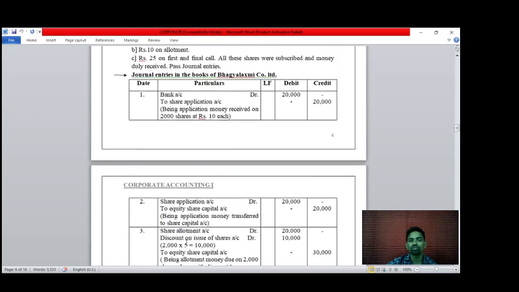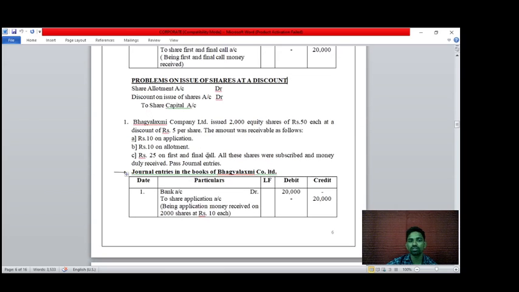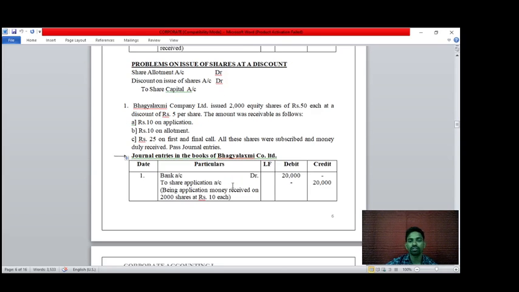I hope you understand the concepts on the issue of shares at a discount, as well as the problems on the issue of shares at a discount.